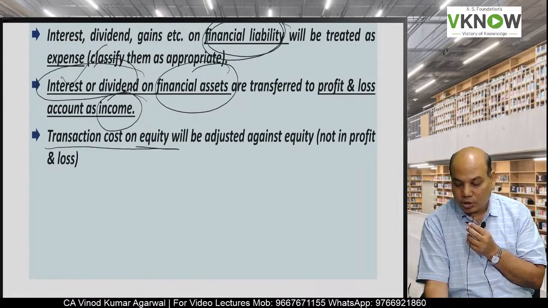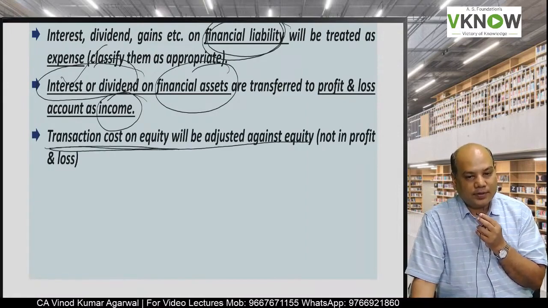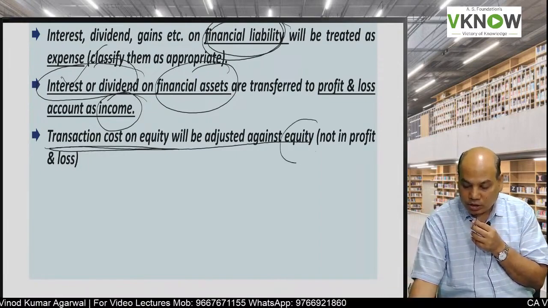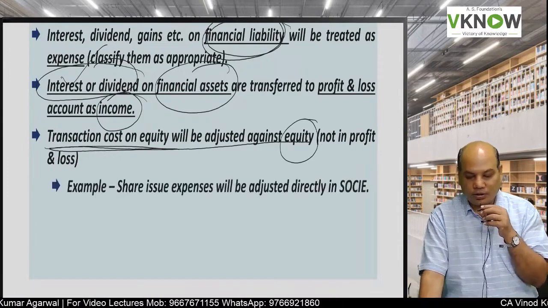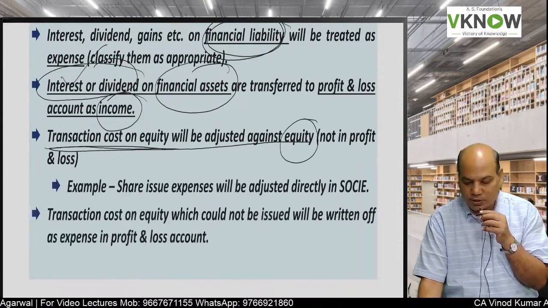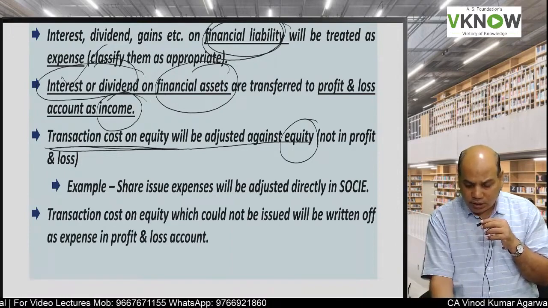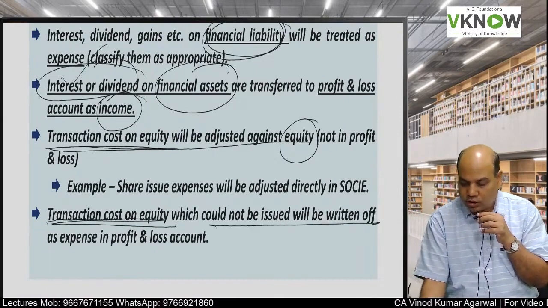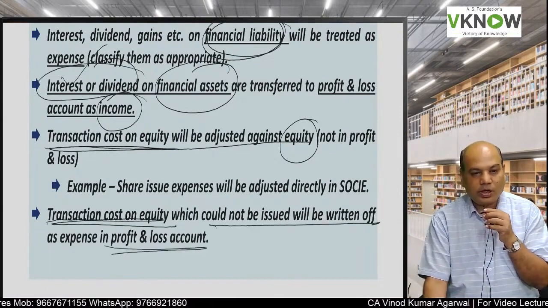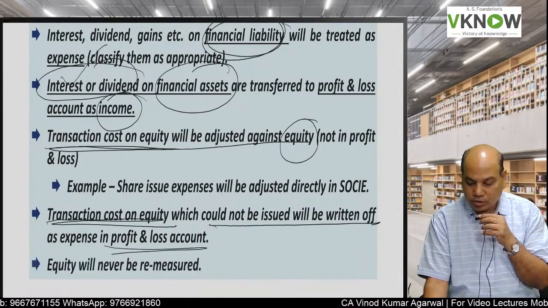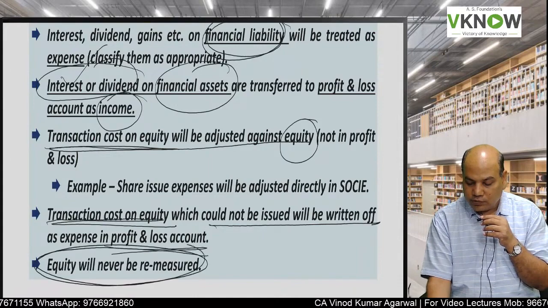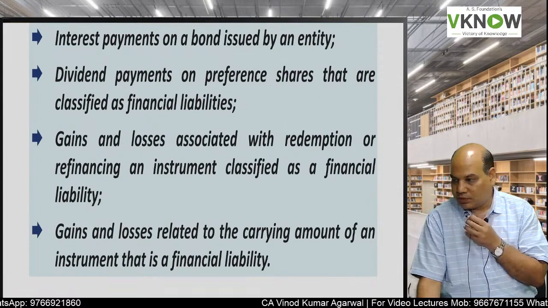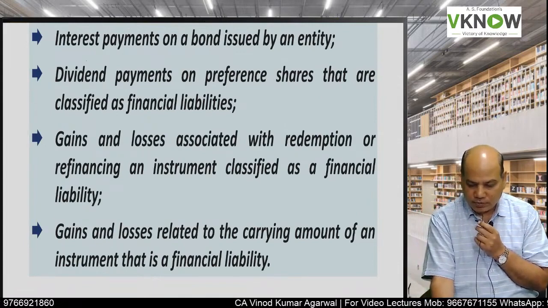If any transaction cost on equity is incurred, like issue expense, then it will not be recognized in the P&L account. It will be adjusted directly in equity, for example, share issue expenses. But if you incur transaction cost on equity and the equity instrument is not issued, then it will be written off in the profit and loss account. One important thing: equity is never remeasured.